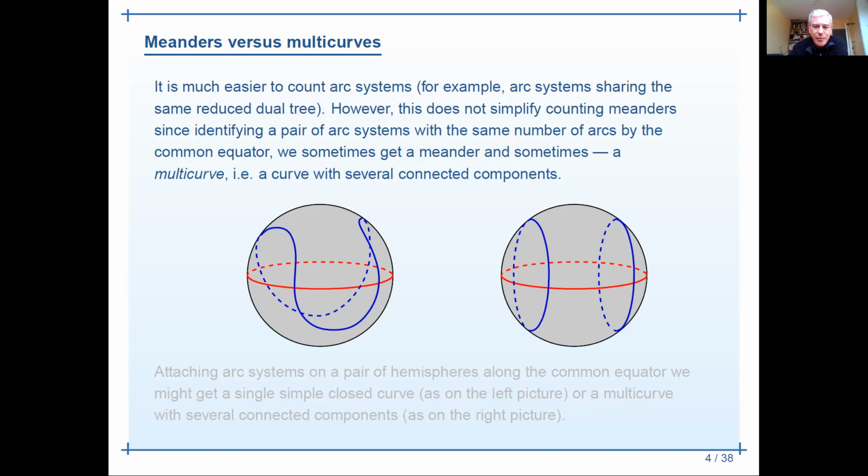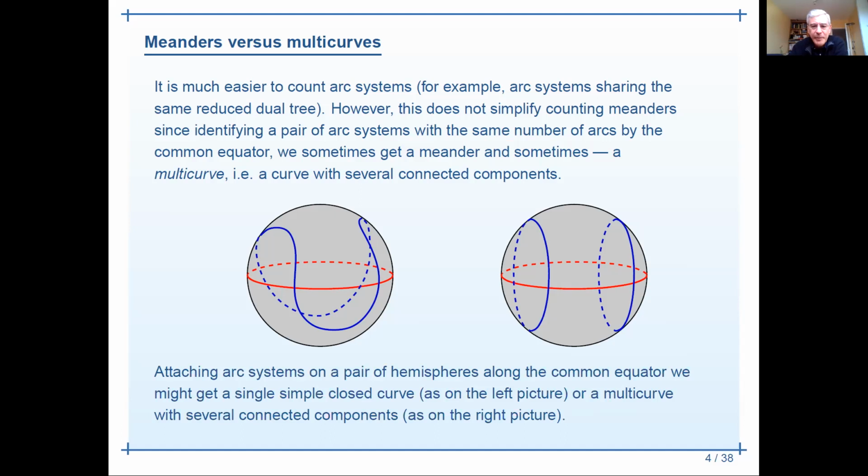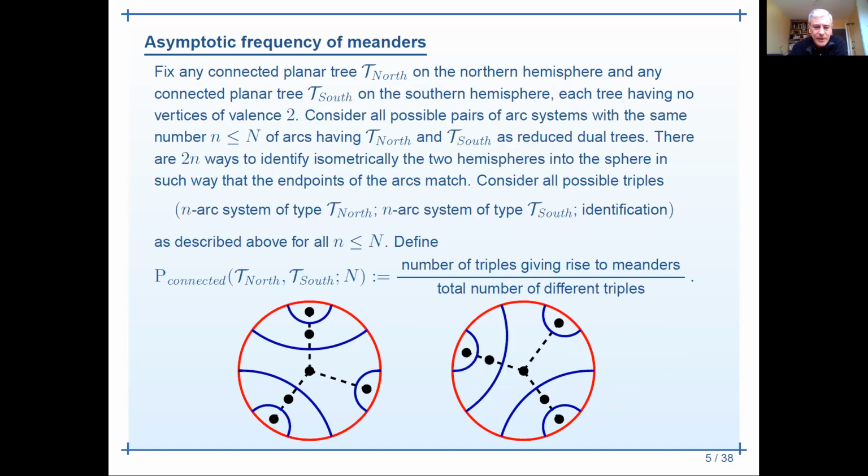So in a sense, if we knew how often we get meanders gluing a pair of arc systems, what is the frequency of meanders out of all curves, we would solve the problem in a sense. So I suggest to formalize it. Let's count this frequency of meanders out of random gluing of a pair of arc systems, but now I have to define what kind of pairs of arc systems I consider. I suggest to change the setting, and I change the initial problem of just counting all meanders with at most a certain number of crossings.